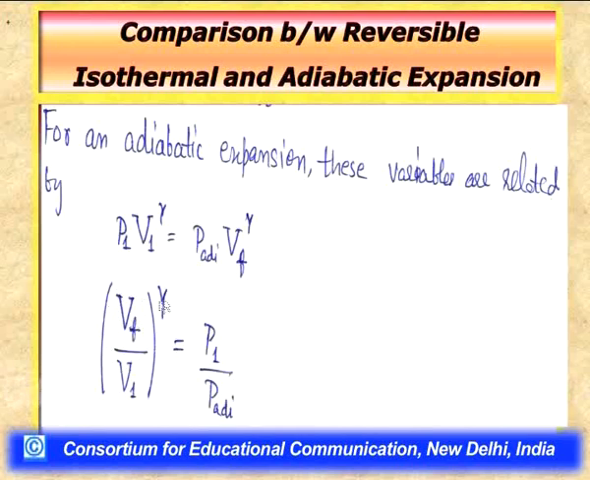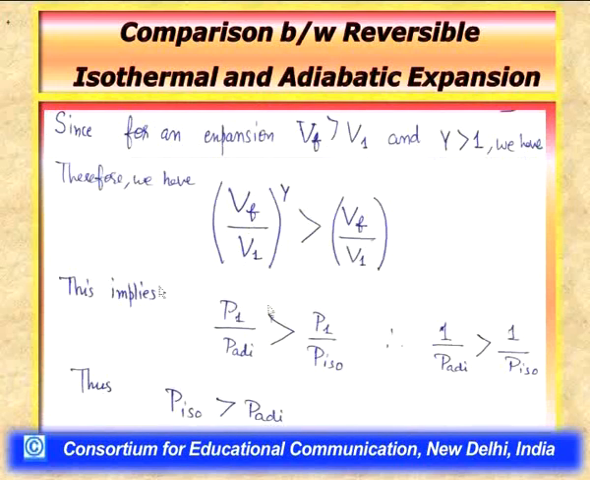So it means gamma makes a difference. Gamma is the ratio of heat capacity at constant pressure to heat capacity at constant volume, and we all know the heat capacity at constant pressure is higher. That means gamma will always be positive and have a magnitude greater than 1. So what does it mean? It means that Vf by V1 raised to the power gamma will always be greater than Vf by V1, because gamma is always greater than 1 and positive.